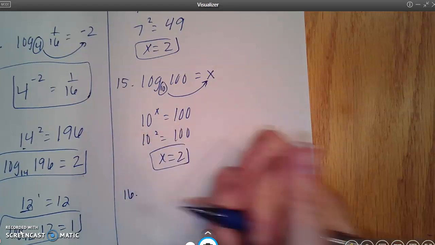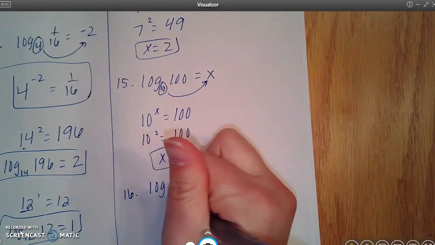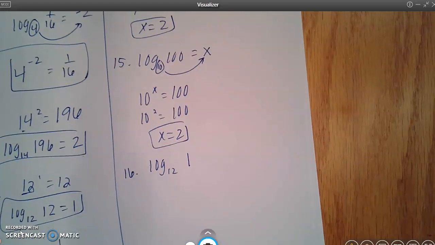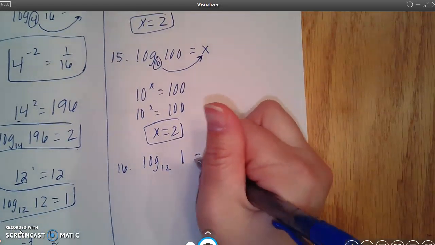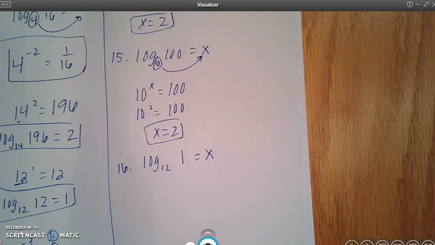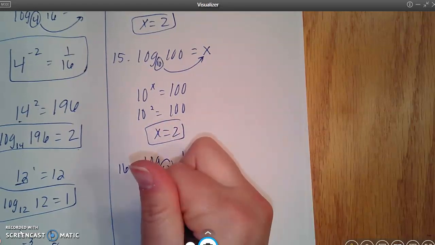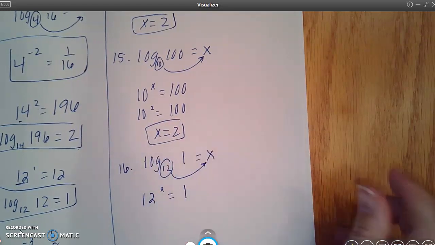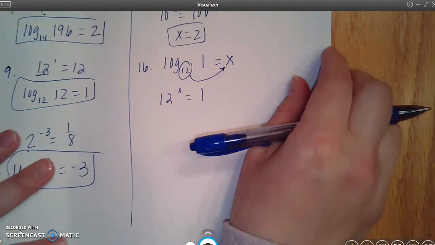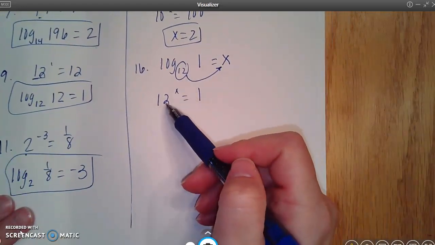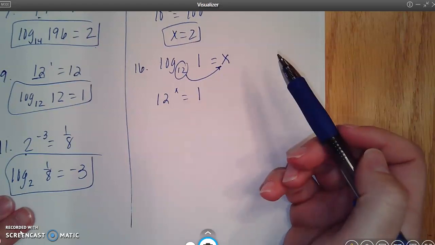Let's look at number 16. On number 16, we have log base 12 of 1, and we're trying to evaluate it. Step 1, we set it equal to x. Step 2, we rewrite it. And you're going to get 12 to the x is equal to 1. Now this one is tricky because I'm not multiplying 12 by anything. You're raising it to an exponent.